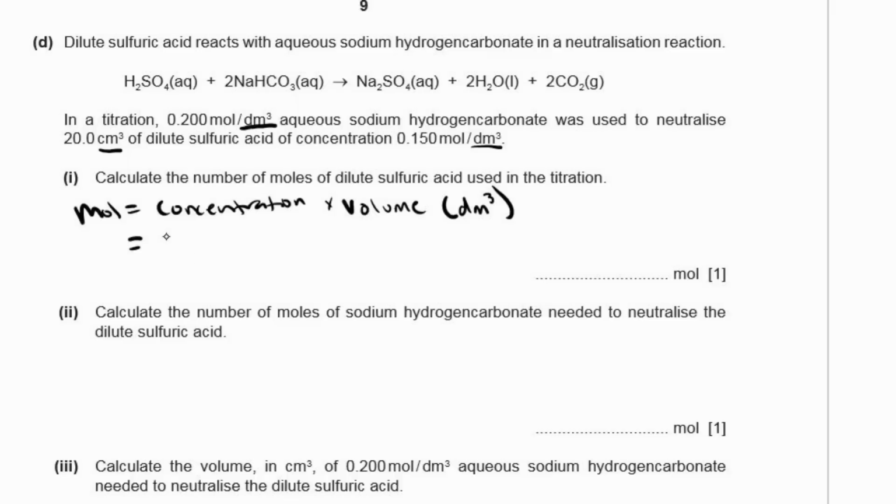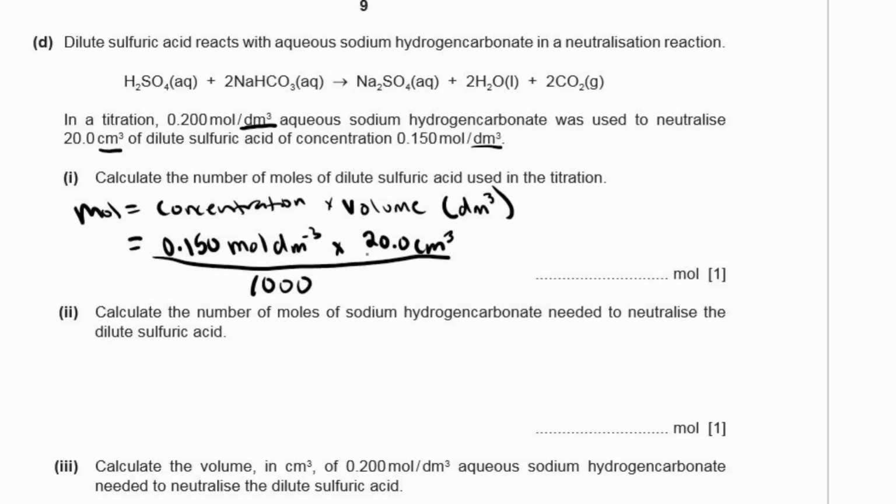Okay, so the concentration was 0.150 moles per decimeter cubed times a volume of 20.0 centimeters cubed. You have to divide it by 1,000. And then you're working with decimeters cubed rather than centimeters cubed. Okay, so the answer there is 0.003 moles. So you write down 0.003. All right.